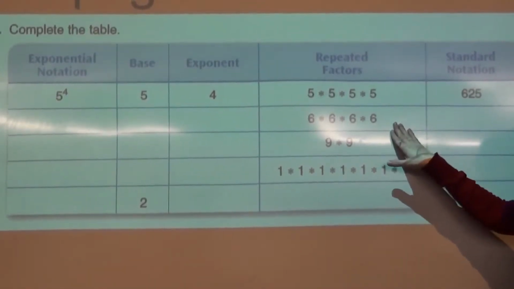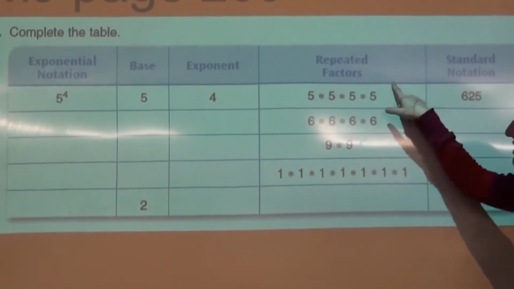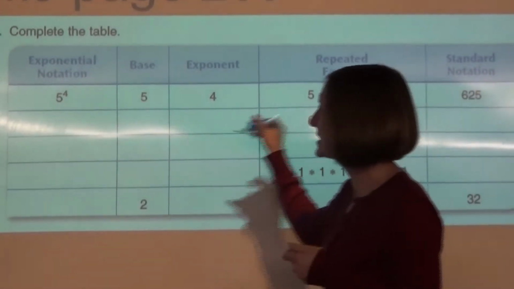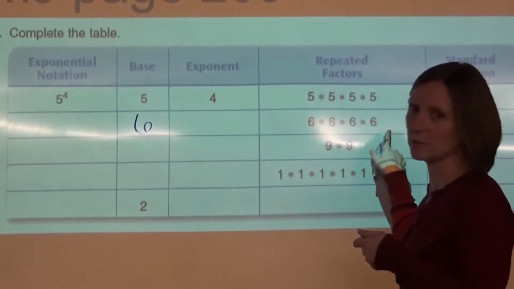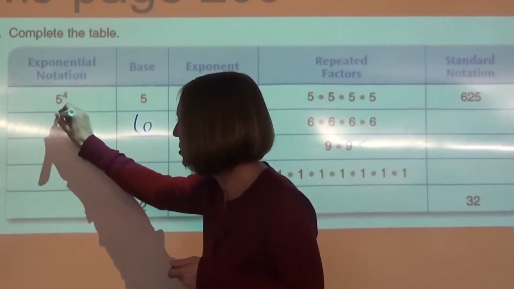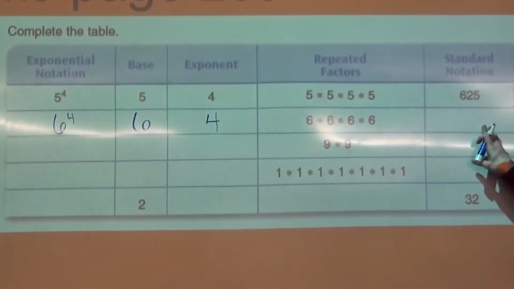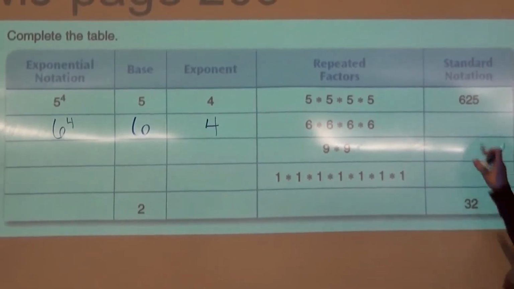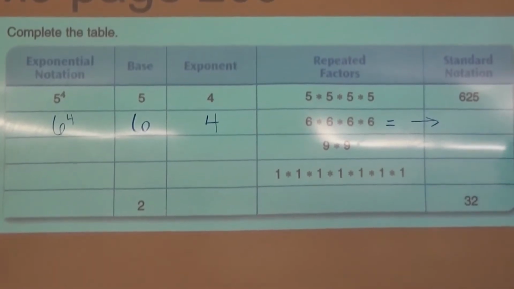Okay, so let's do an example together. We've got 6 times 6 times 6 times 6. So this one's very similar to our last example. I know that my base is 6. And it appears 4 times. So as exponential notation, it would be 6 to the 4th. And then for standard notation, I would multiply 6 times 6 times 6 times 6. And whatever the answer to that would be is my standard notation.